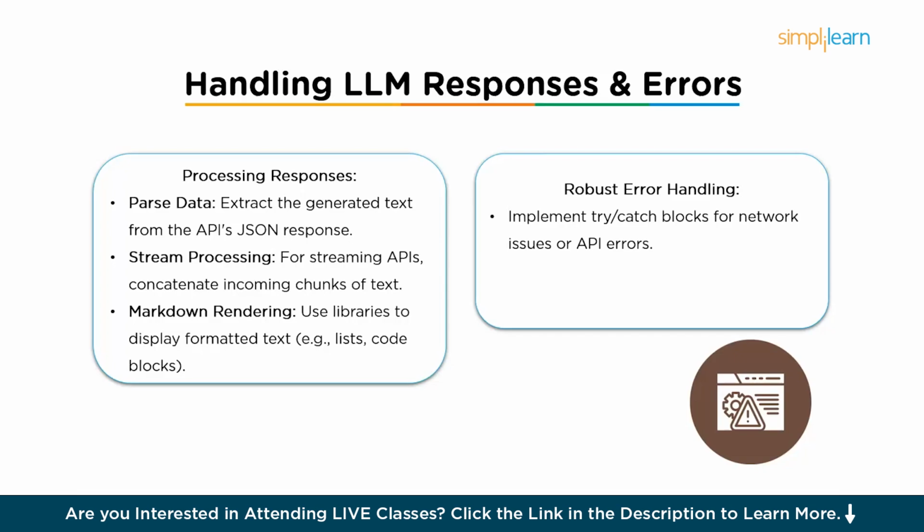Things can go wrong. The network might drop, the API might be temporarily down, or you might hit a rate limit. Your code needs to anticipate these issues and react gracefully instead of crashing. Crucially, always provide user-friendly error messages.